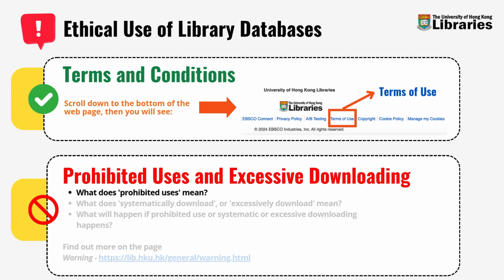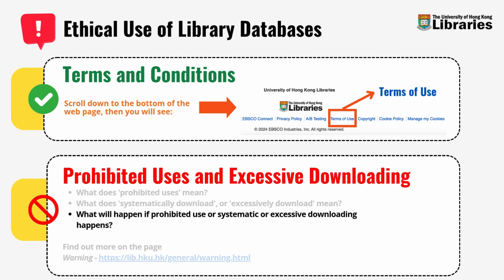What are prohibited uses? These generally include distributing content to unauthorized users, using it for commercial purposes, or creating derivative works without permission. What constitutes systematic or excessive downloading? This involves using automated tools to download large amounts of content or manually downloading more than reasonably necessary for individual research. Examples include downloading entire journal issues or significant portions of databases.